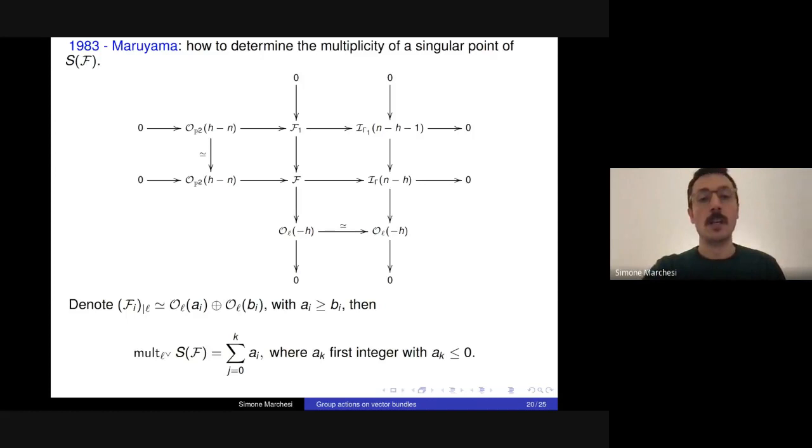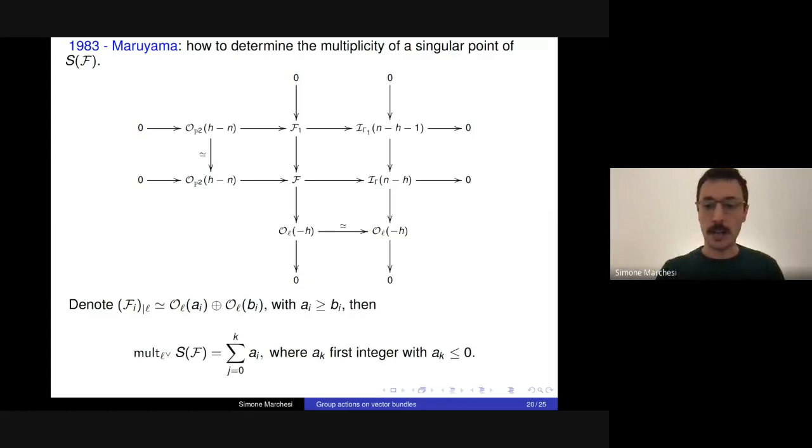In step zero, the splitting on the line L is O(-H) ⊕ O(H), with H strictly positive. And so what Maruyama tells you is to look at the splitting in each one of your steps. We denote the splitting at the i-th step by two integers, a_i and b_i, with a_i bigger than b_i. So look at all these splittings and look at the bigger one. Look at the sequence of the a_i that you find. Once you get the first a_i which is non-positive, less or equal than zero, you stop.